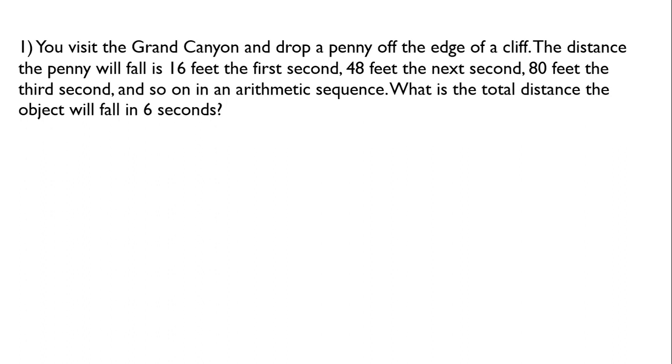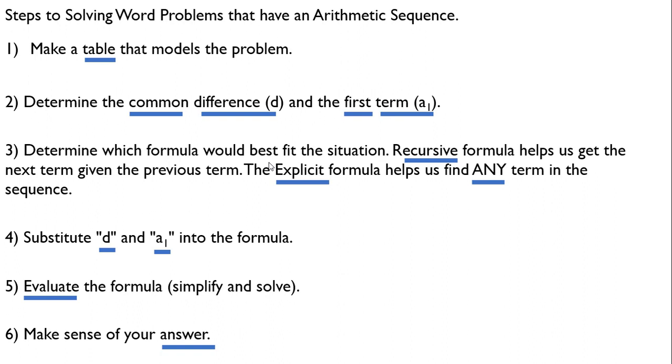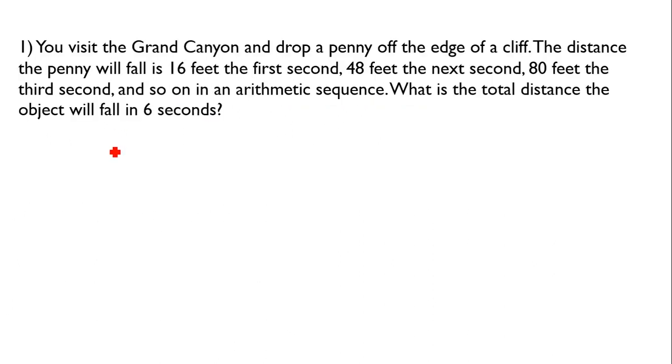You visit the Grand Canyon and drop a penny off the edge of a cliff. The distance the penny will fall is 16 feet the first second, 48 the next, 80 the third, and so on, and it says it's an arithmetic sequence. What is the total distance the object will fall in 6 seconds? All right, so let's think about this one a little bit. Our first thing was to make a table. Okay, so let's make a table.